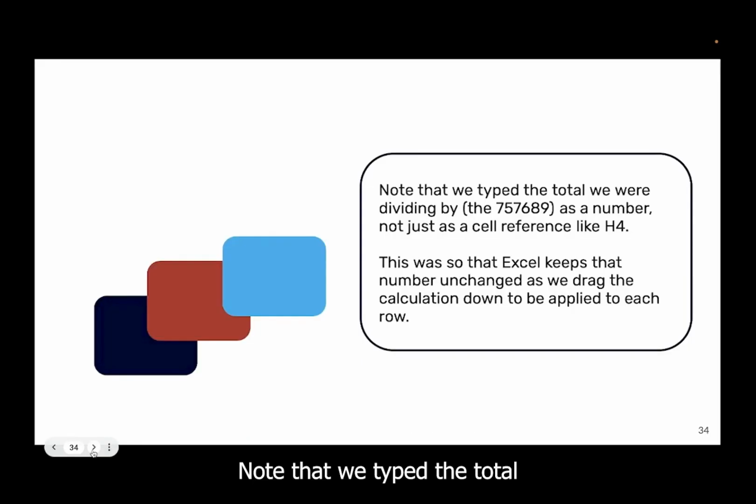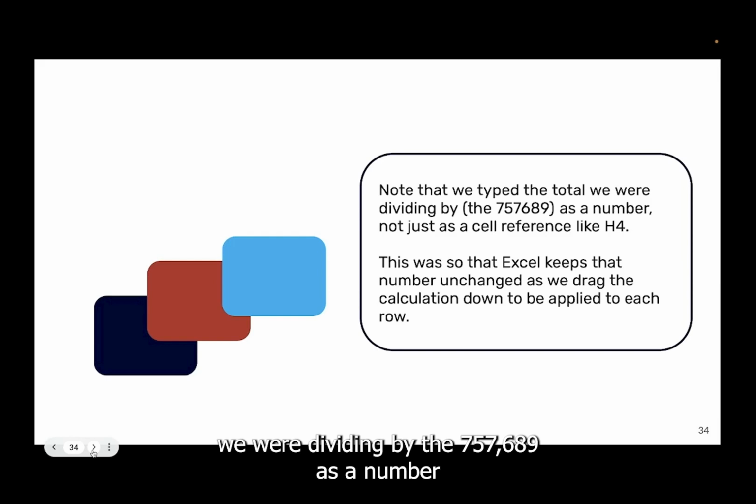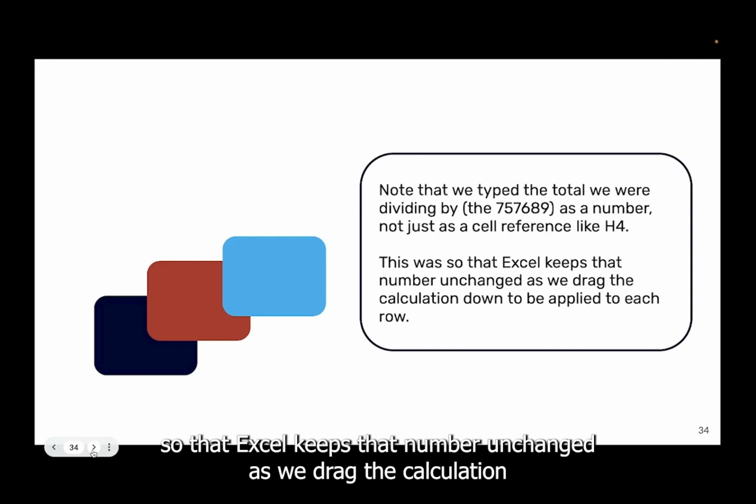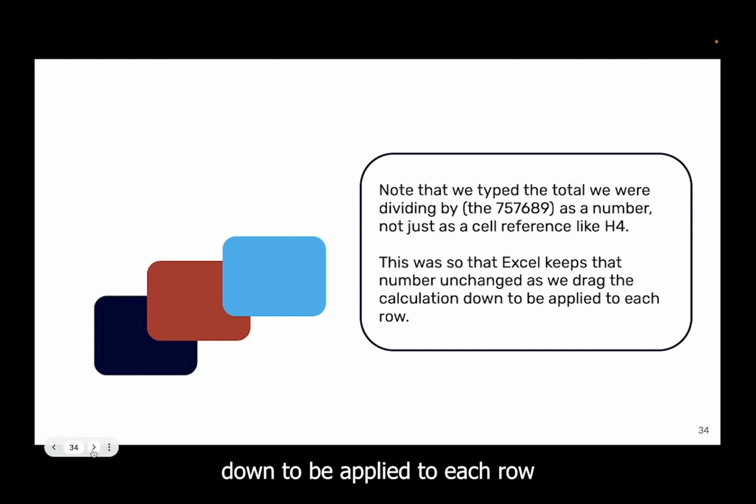Note that we typed the total we were dividing by, 757,689, as a number, not just as a cell reference like H4. This was so that Excel keeps that number unchanged as we drag the calculation down to be applied to each row.